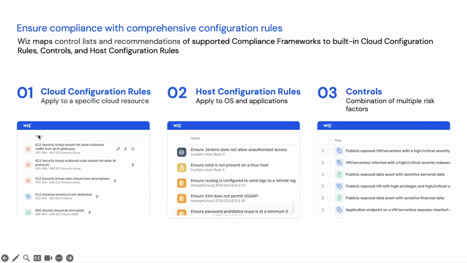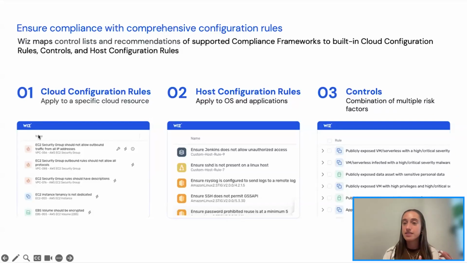So for example, a control can be a publicly exposed virtual machine that has a vulnerability on it and also has admin permissions and can access sensitive data in your environment. So Wiz correlates all this information to understand those toxic combinations that truly put your environment at risk. And then for some of the frameworks, we map the controls back to the compliance controls as well. So that's kind of the behind the scenes of how we do our compliance assessment.